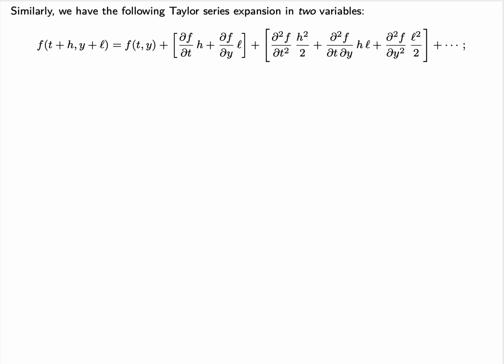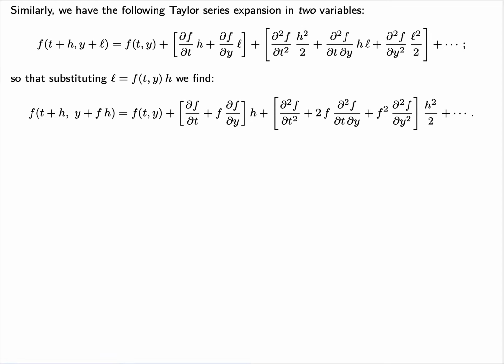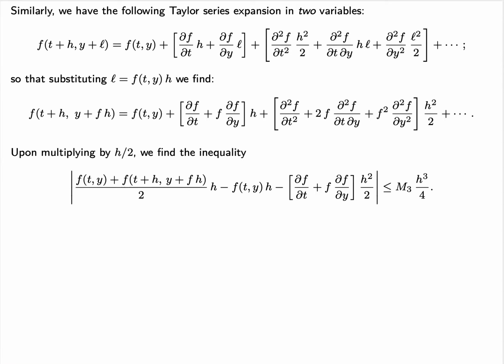We can perform a similar Taylor series expansion once we consider this f as a function of two variables. Now let's substitute L, which is f of t_k, y_k times h, and we find a slightly different formula, but this almost looks the same as what we had on the previous screen. The difference is we need to multiply by h over 2 to find the following inequality, where the m3 is exactly the same m3 as before.